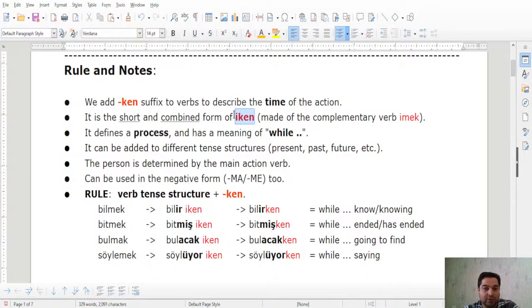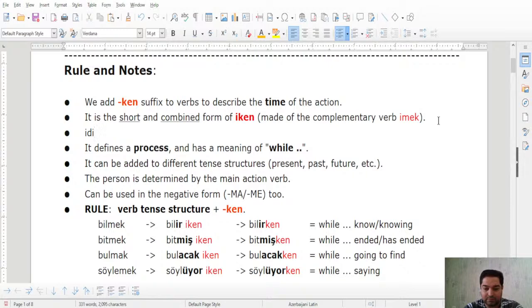Iken is a separate word, it's not a suffix. Be careful here. Iken is a separate word, same as imiş, idi, ise, okay? Let me write them here as well. So, idi, imiş, ise. These are the three other well-known forms of iken. So, sorry, of imek, okay? These three are made of imek.